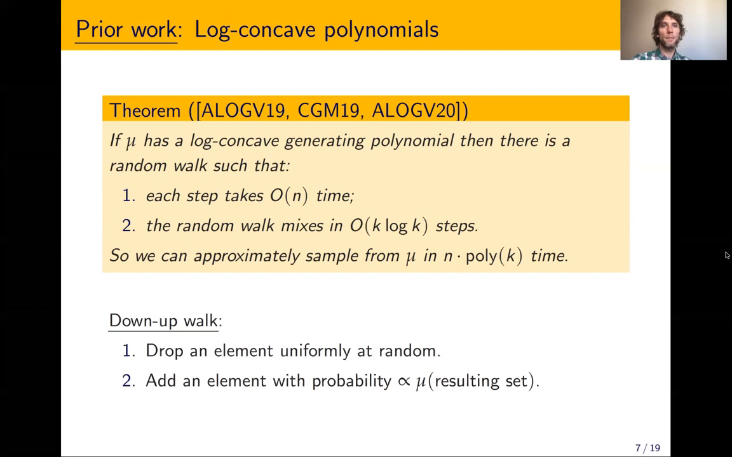Clearly, the up step requires one pass over all the elements of the ground set, which is why the procedure must inevitably be at least linear in n. We will use the down-up walk in our algorithm, but we will show how the linear time in n can be avoided.